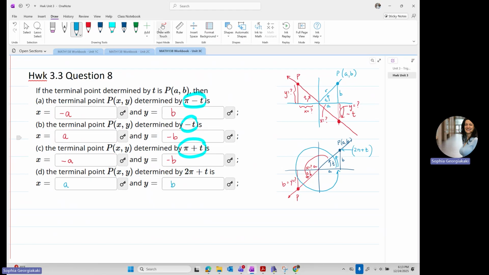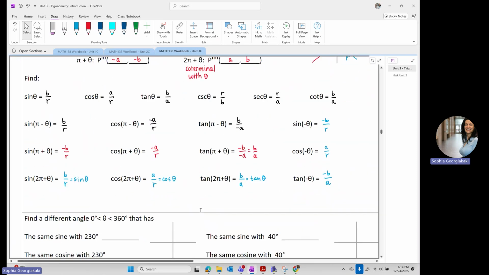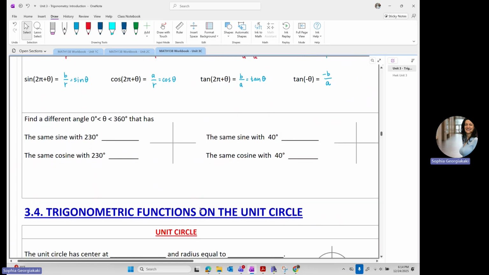I hope this was a little helpful. So if you can figure this out here, there are certain angles or certain rotations of a particular point on the terminal side of an angle theta that result in identical cosine and sine. So the last part of our notes is asking us if we can find a different angle within the same circle that has the same sine as 230 degrees and the same cosine as 230 degrees.